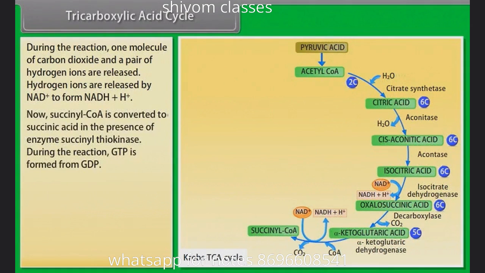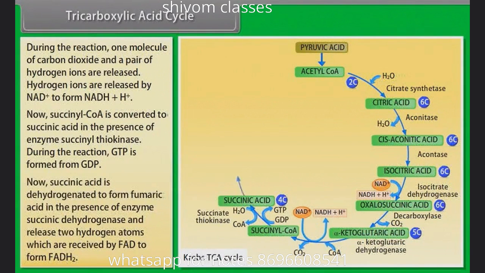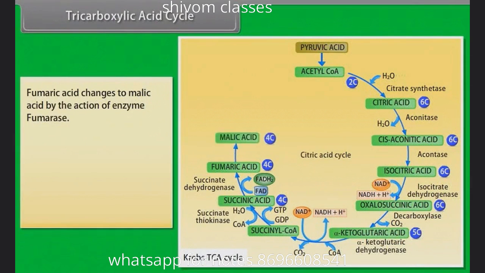Now succinyl CoA is converted to succinic acid in the presence of enzyme succinyl thiokinase. During the reaction, GTP is formed from GDP. Now succinic acid is dehydrogenated to form fumaric acid in the presence of enzyme succinic dehydrogenase and releases 2 hydrogen atoms, which are received by FAD to form FADH2. Fumaric acid changes to malic acid by the action of enzyme fumarase.